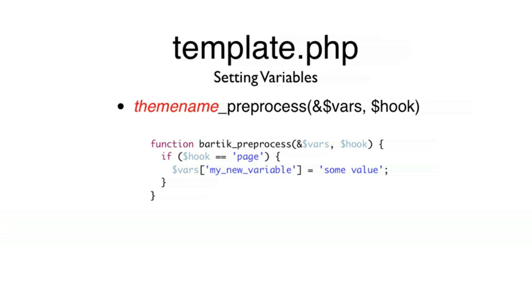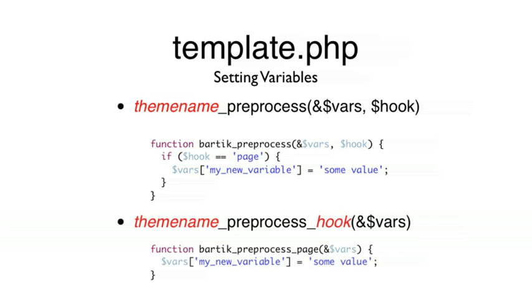To save on resources, you can do a switch and check and say, okay, if it's actually a page, let's go ahead and call that function. You can be even more specific. There is theme name underscore preprocess underscore hook, where that hook would be replaced with something like page or node. So anytime a page is loaded, your Bartik underscore preprocess underscore page will get called. You'll notice that in both of these examples, $vars is being passed in, and that is where all of your variables are that then at the very end get sent to your template files. So you can say $vars, my new variable, equals some sort of value, and that will then be available to you in your other files.